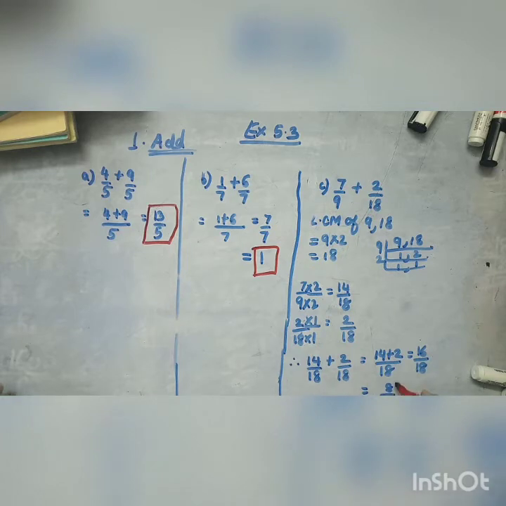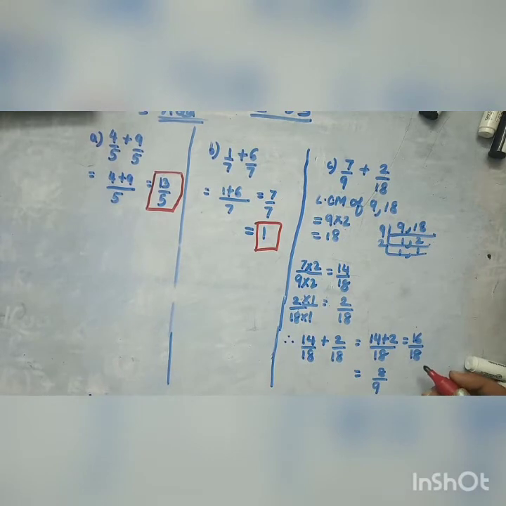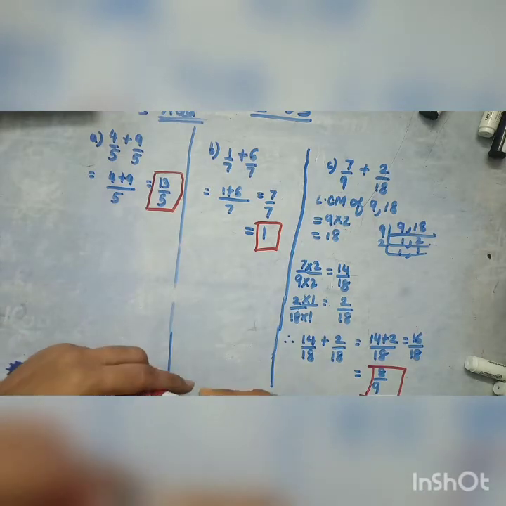So the LCM of these 2 is 18 and 14 plus 2 is 16 upon 18. 16 upon 18, here 2 is the common factor for this 16 upon 18. So here 2 8s are 16, 2 9s are 18. So you have the answer as 8 upon 9. ठीक है, so we'll move to the next question.